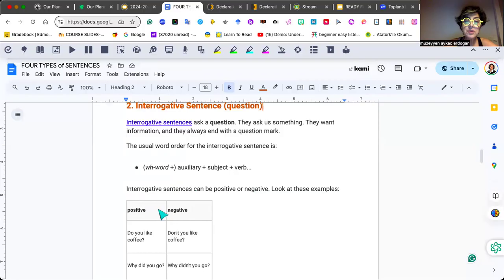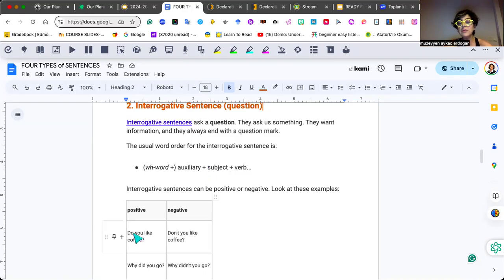Okay? Şimdi bakalım. You can divide these kinds of sentences as positive and negative. Mesela, do you like coffee? So this is simple present tense. In simple present tense, we use do as an auxiliary or helping verb. So what is the rule here? We have to put the auxiliary verb or helping verb at the beginning of the sentence if this is not a WH question, and then we bring the rest of the sentence.